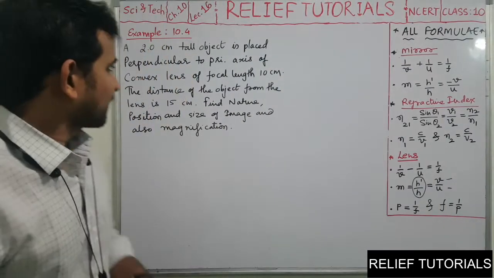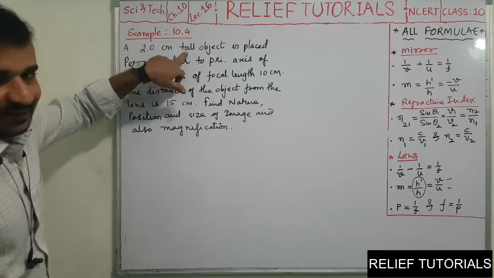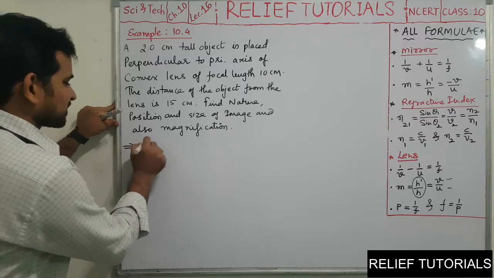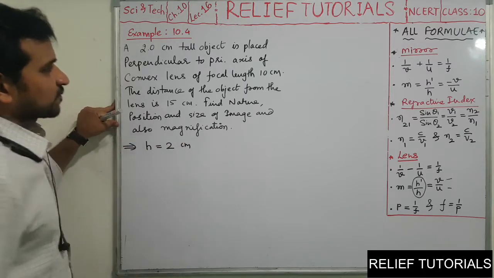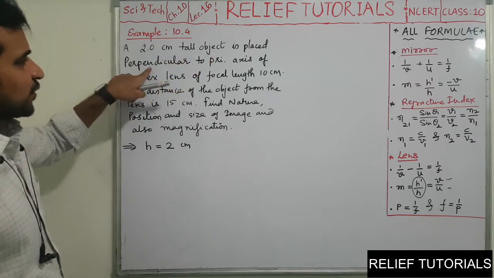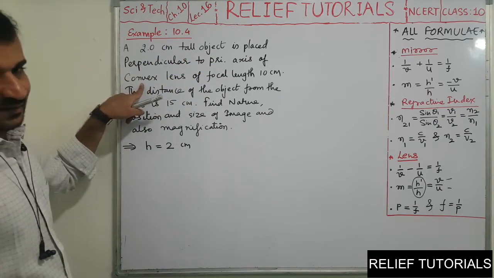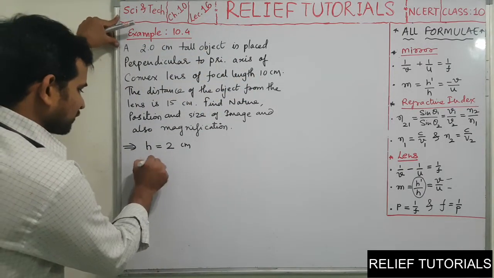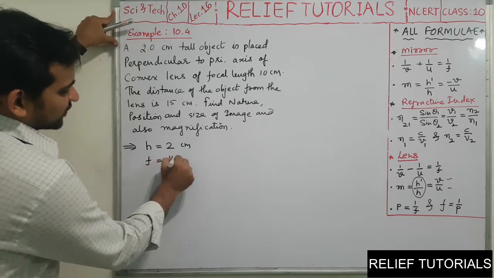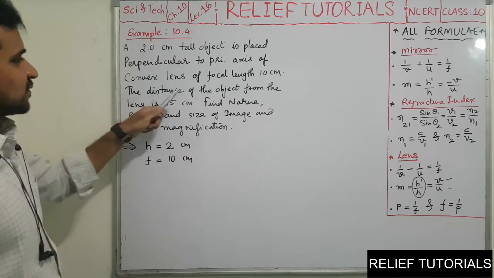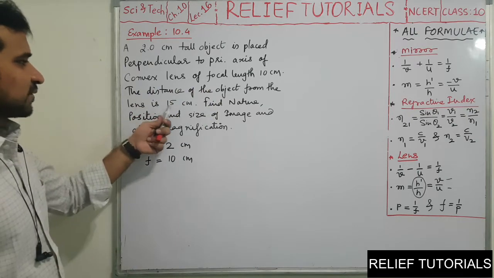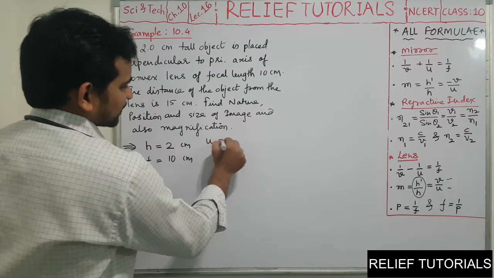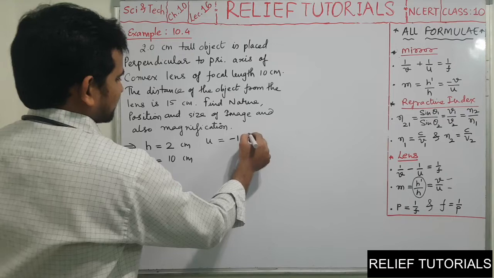Example number 10.4. A 2 centimeter tall object. So here the height of the object is given as 2 centimeter. This object is placed perpendicular to the principal axis of a convex lens. So here the lens is convex, having a focal length of 10 centimeter. Focal length of a convex lens is always positive, so it is 10 centimeter. The distance of the object from the lens is 15 centimeter. So the object distance is given as 15 centimeter. Object distance is always negative, so it is minus 15 centimeter.